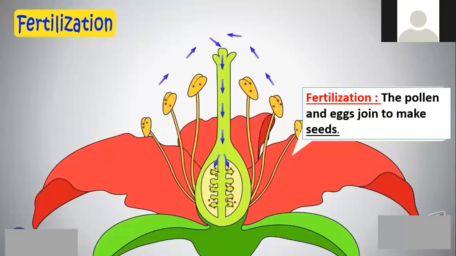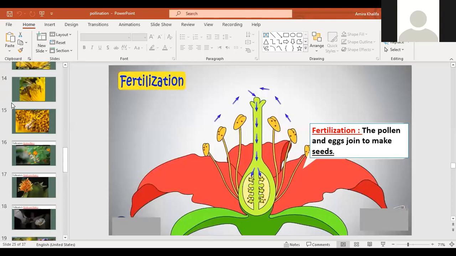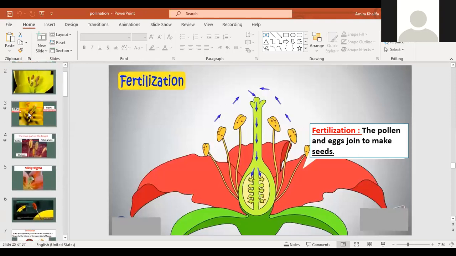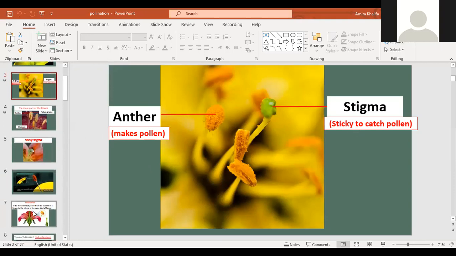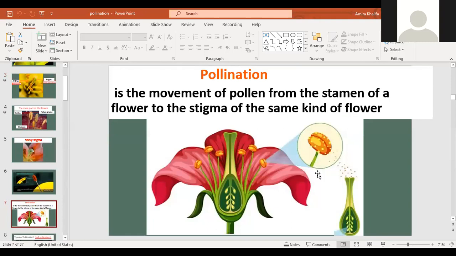Okay, let's move on to the last part of our lesson. I know that it has lots of parts, but to make a quick revision on what we talked about today, we talked first about what the female and male parts of the flower are. We talked about the anther that makes pollen, and the stigma that is sticky to catch pollen. The movement of pollen grains from the anther to the stigma is called pollination.